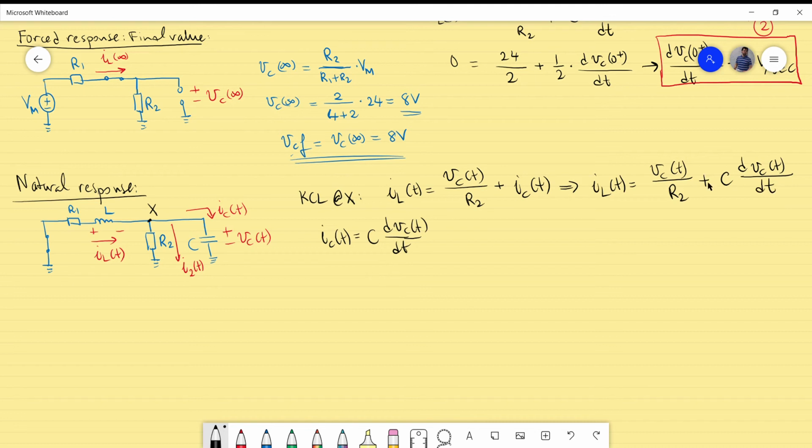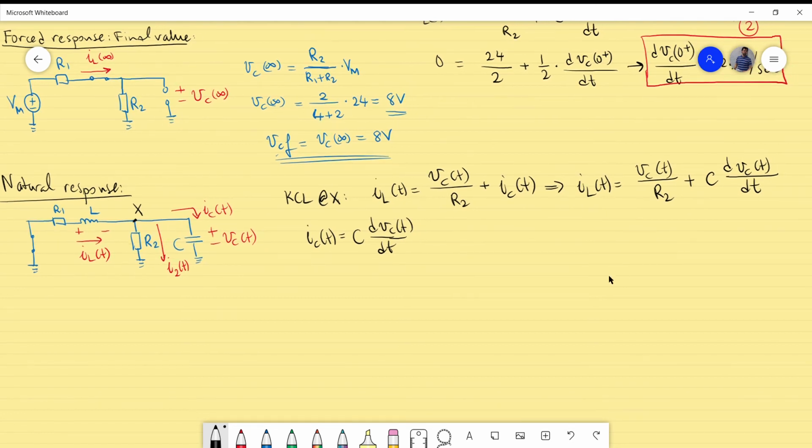As you can see, we have already an expression with Vc's almost, because we have also the inductor current here. So I will denote this as formula number 1, and we need also another formula to substitute the IL here, such that we have a second order differential equation consisting only of Vc. So let's start with the KVL, so the Kirchhoff voltage law. How can we set up this?